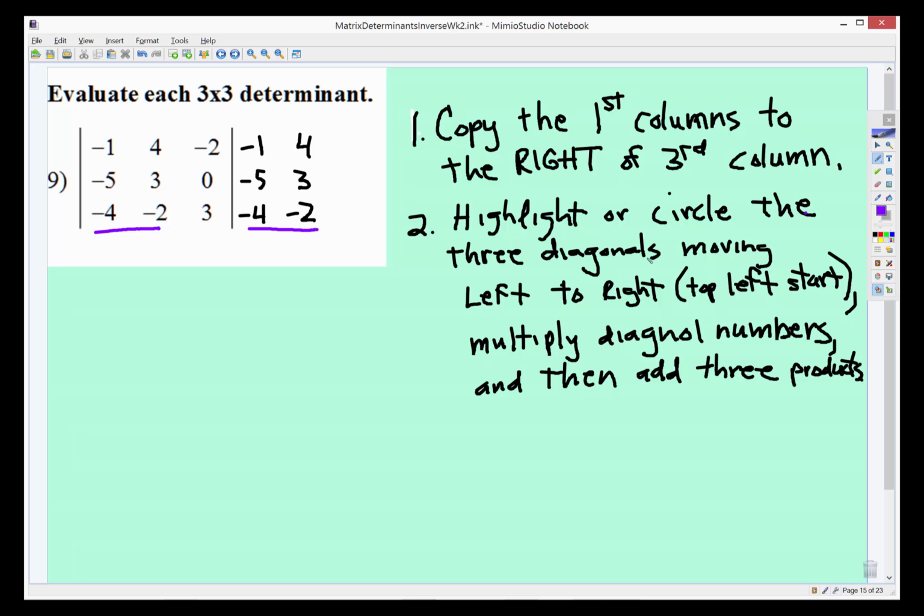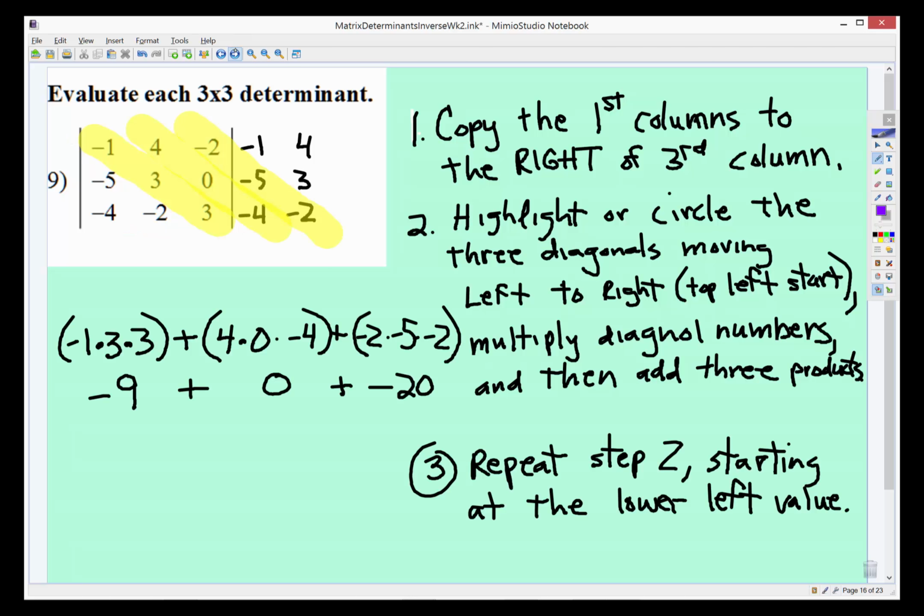The 3 diagonals moving left to right, so the top left, right here, we're going to highlight the first 3 diagonals. And I've done it right here. And see, it's easier to see the negative sign. Highlight or circle, all right. And then multiply the diagonal numbers and then add the 3 products.